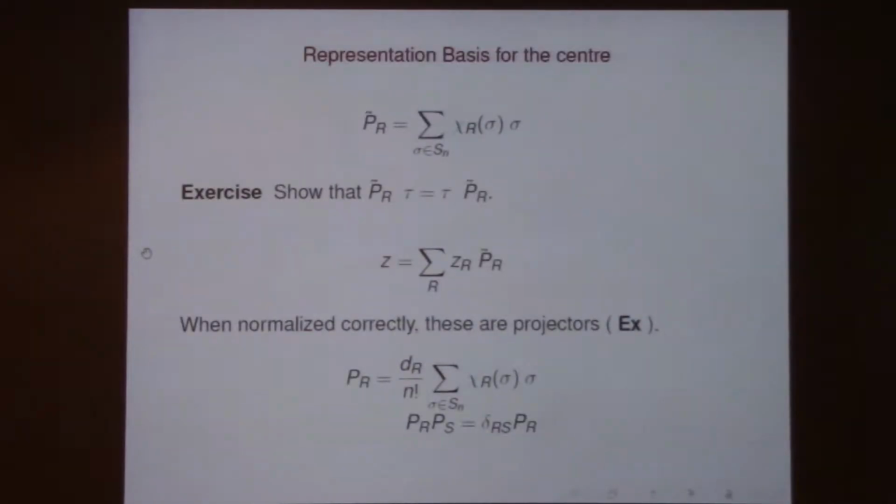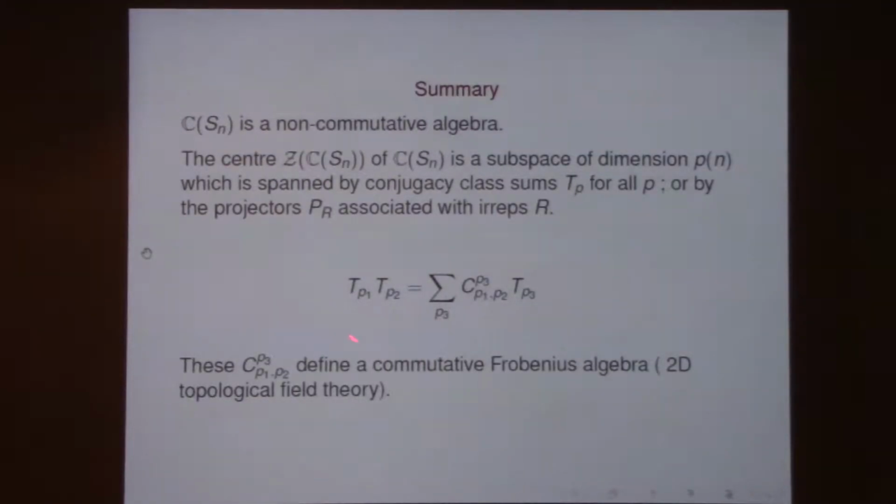The projector multiplication is very simple: two projectors multiply to another projector. The multiplication of conjugacy classes is more complicated. There are some structure constants which have very interesting properties. These structure constants define what is called a commutative Frobenius algebra, which is an example of a two-dimensional topological field theory. So there are two bases for the same thing. Any questions from students at this stage?